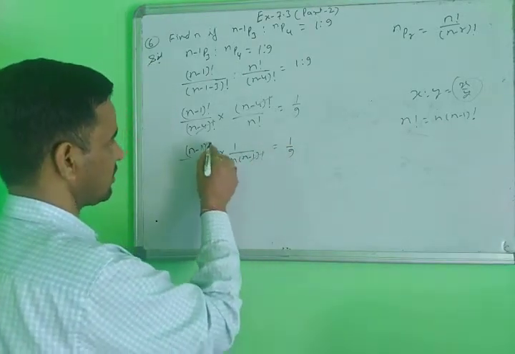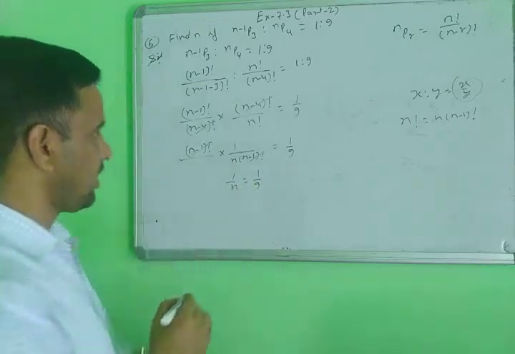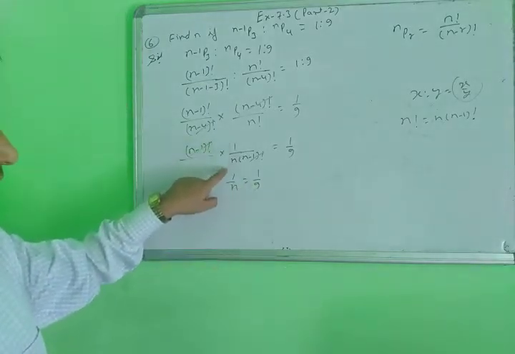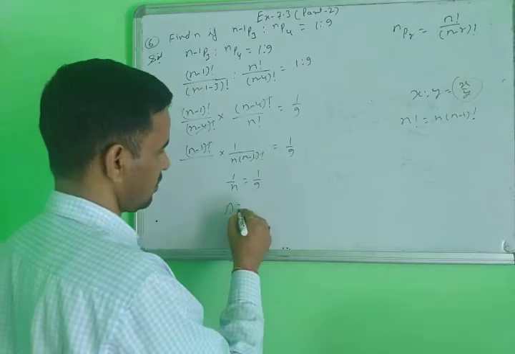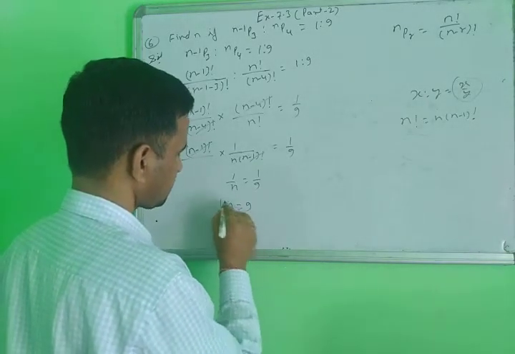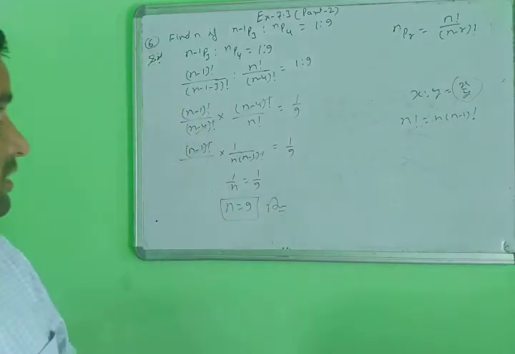The factorial (n minus 1) cancels, so 1/9 equals 1 by n on the left side and 1/9 on the right side. What is the value of n? Then n equals 9. The value of n here is 9. These are very simple things.